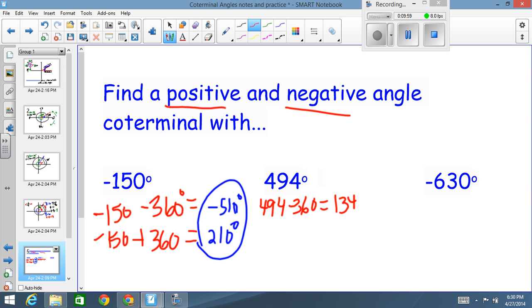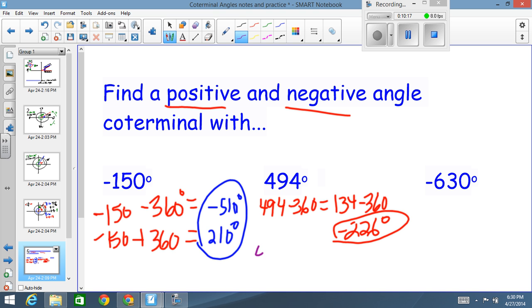Well, that's not negative yet, so I'm going to subtract 360 again. It's basically like saying, okay, I went around the circle once and I still don't have a positive angle. I'm going to go around the circle again. So negative 226, that's your coterminal angle.